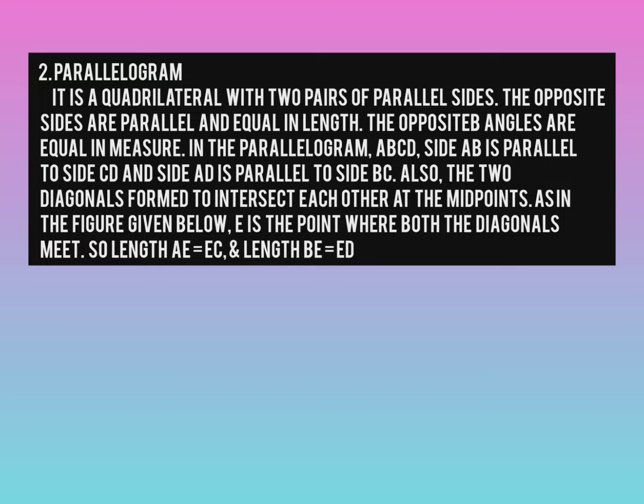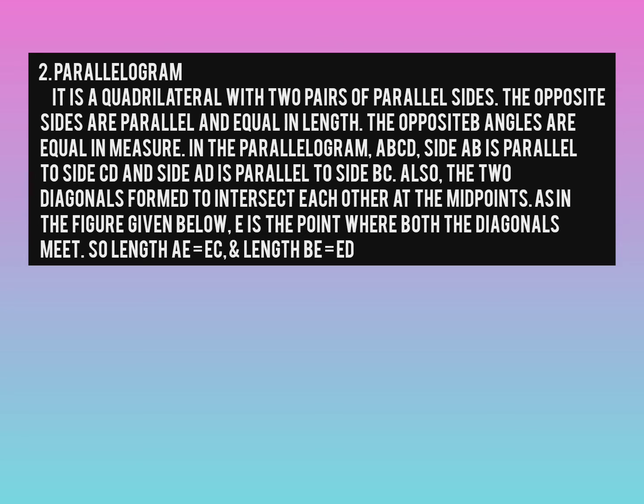Second, parallelogram. It is a quadrilateral with 2 pairs of parallel sides. The opposite sides are parallel and equal in length. The opposite angles are equal in measure. In the parallelogram ABCD, side AB is parallel to side CD and side AD is parallel to side BC.